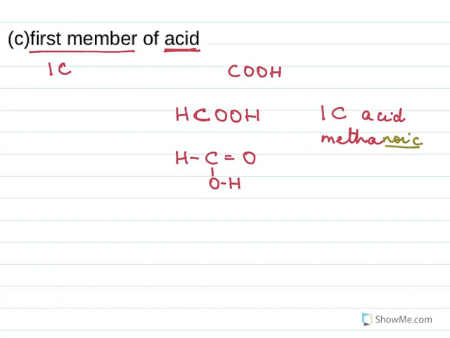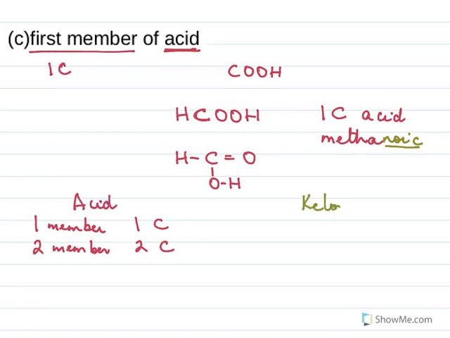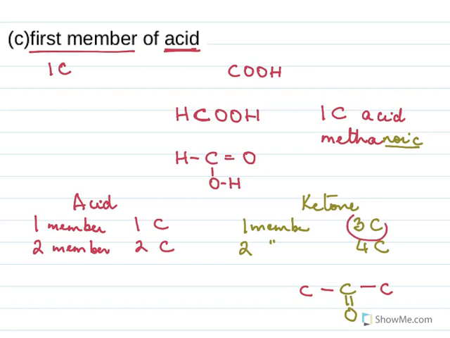The acid group starts with the first member. First member, 1 carbon. Second member, 2 carbon, and so on. This is for the acid. Now just to revise the ketone, what we did in the last slide. If you remember, for the ketone the first member was not 1 carbon. The first member was 3 carbon. So the second member became 4 carbon because the ketone group was in the middle like this. There are attachments on both sides. There's carbon here, carbon here. So this is the first member. It starts from 3 carbon.